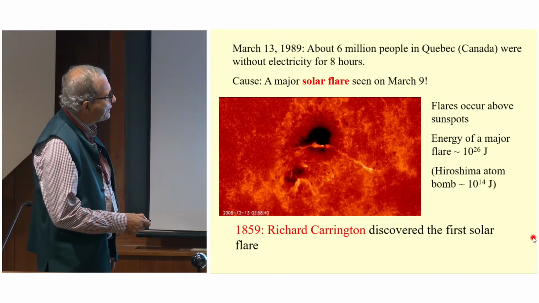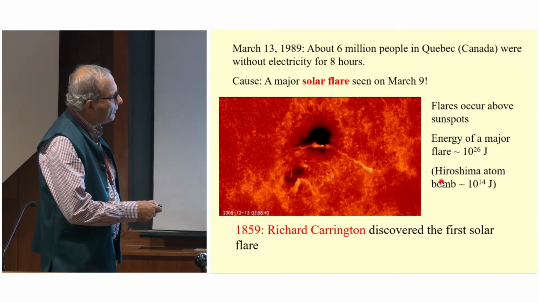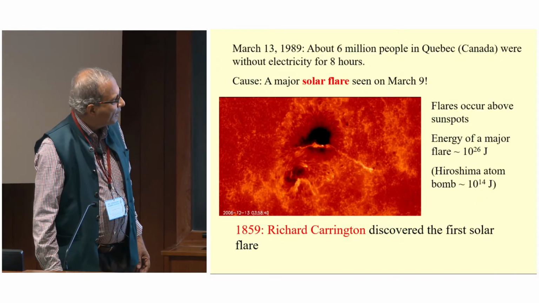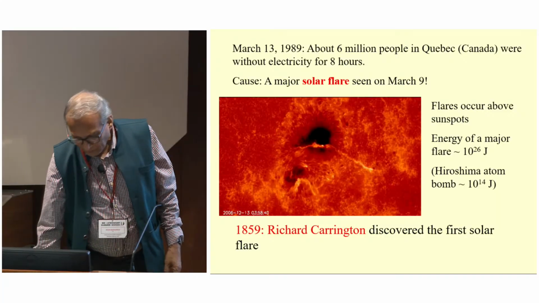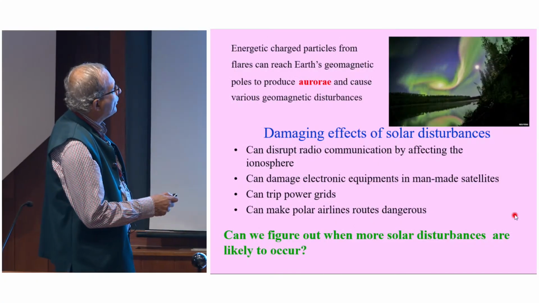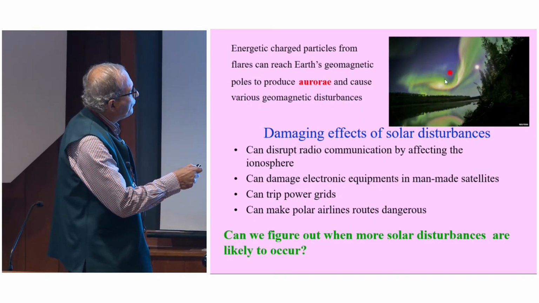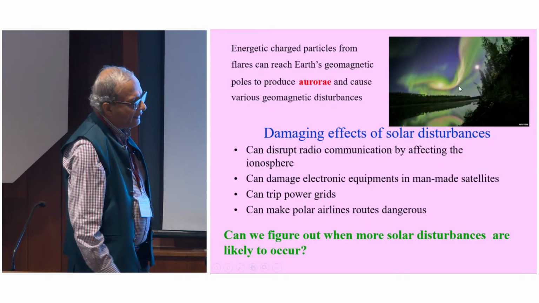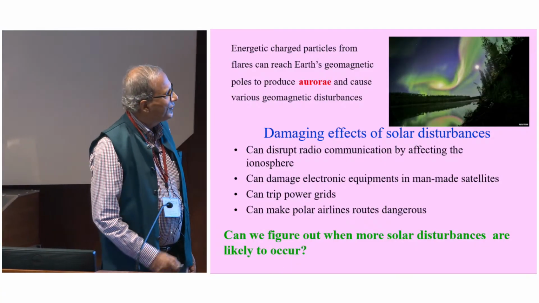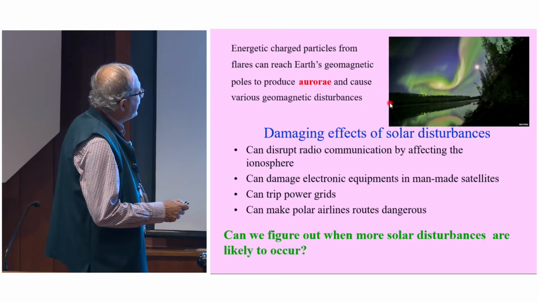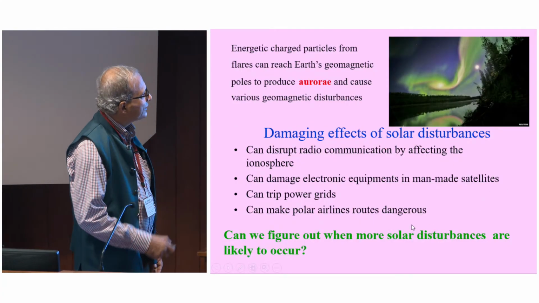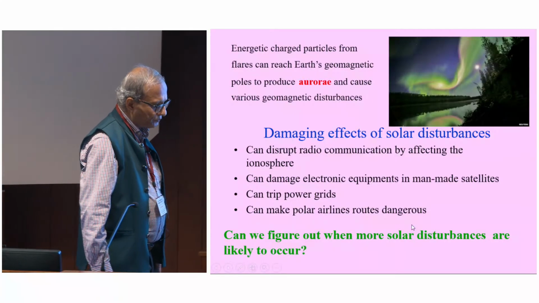So for comparison, remember that the atom bomb which destroyed Hiroshima had the energy of 10 to the power 14 joules. And usually 3 or 4 days after a major solar flare, we often see beautiful polar aurora. So that is one of the benign manifestations of a solar disturbance. But there are several more damaging effects of solar disturbances.